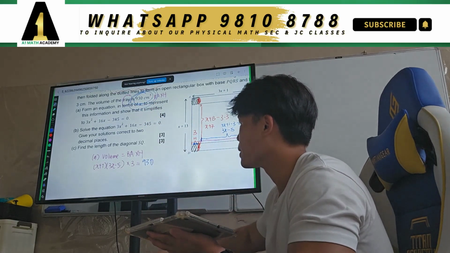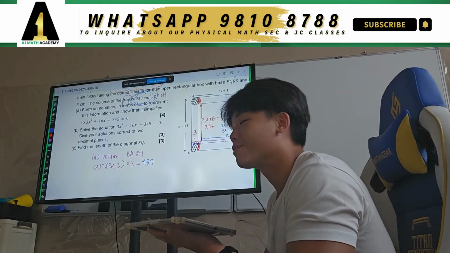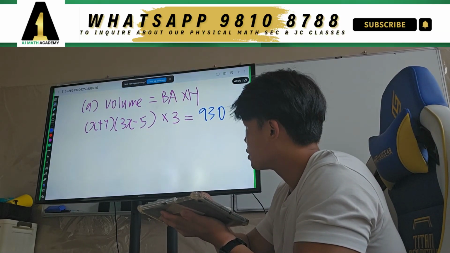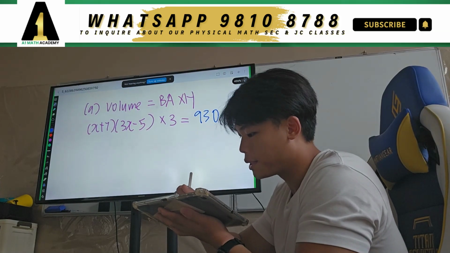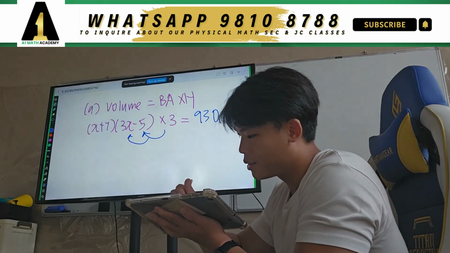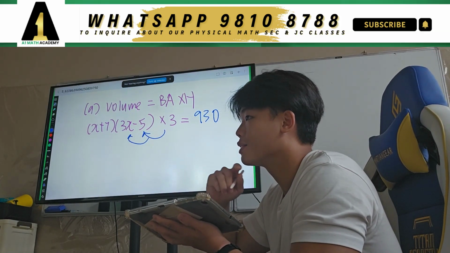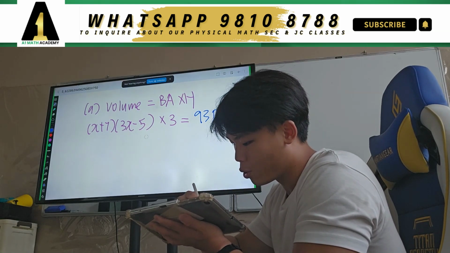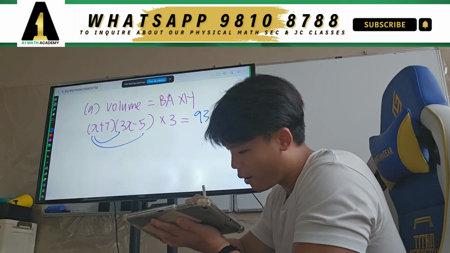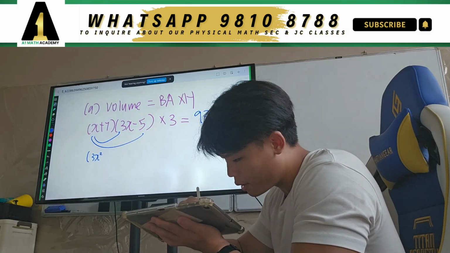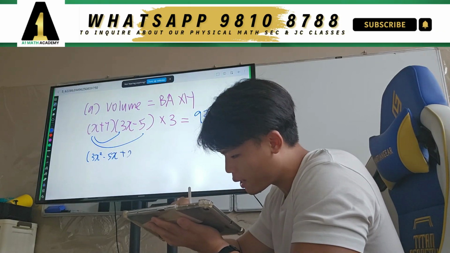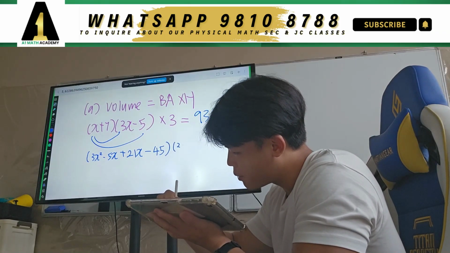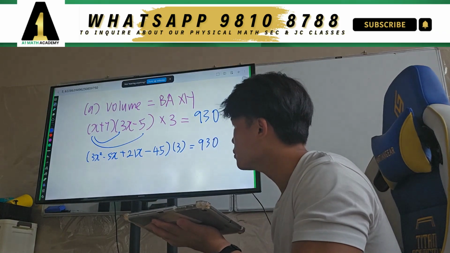Then from here, we just need to expand. How to expand? Times the 3 inside first or open the bracket first? Which one do you prefer? Open the bracket. Okay, open the bracket first. So you have 3x squared minus 5x plus 21x minus 45, times 3 is 930.